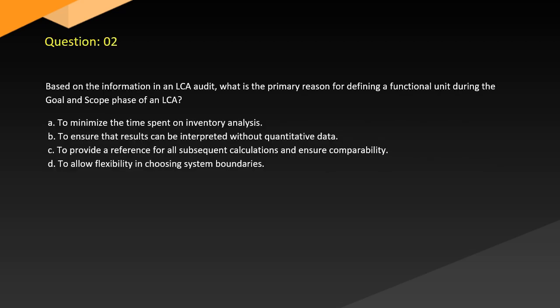Question 2. Based on the information in an LCA audit, what is the primary reason for defining a functional unit during the goal and scope phase of an LCA? A. To minimize the time spent on inventory analysis. B. To ensure the results can be interpreted without quantitative data. C. To provide a reference for all subsequent calculations and ensure comparability. D. To allow flexibility in choosing system boundaries.